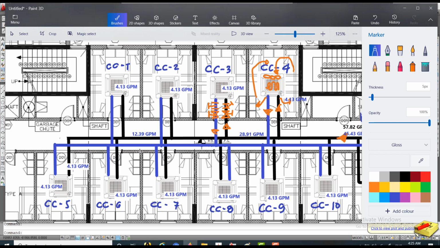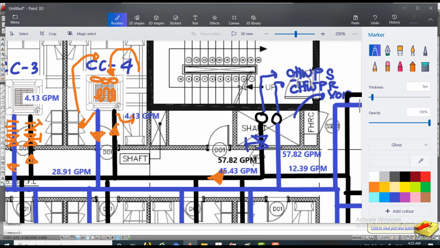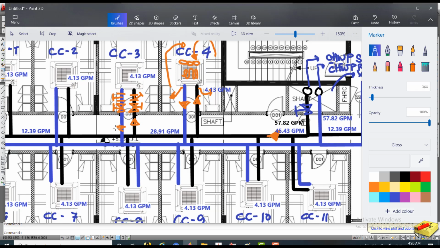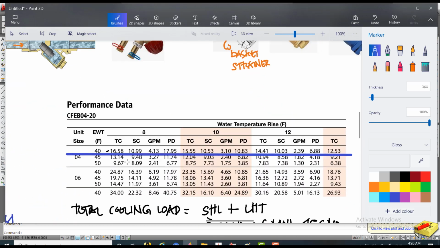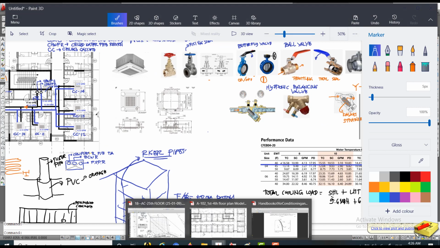Next, since we have na volume flow rate na ng system, now we can go to sizing of the pipes. So we can determine how much will be the size ng tubo natin na papunta doon sa branches. And also you will be sizing yung mga fittings, kung anong mga size nito. And we can refer to the table from the manufacturer or supplier ng unit. So we'll check that one.